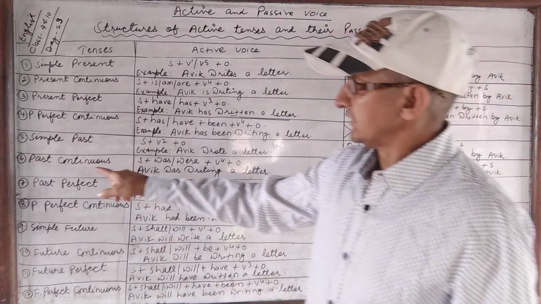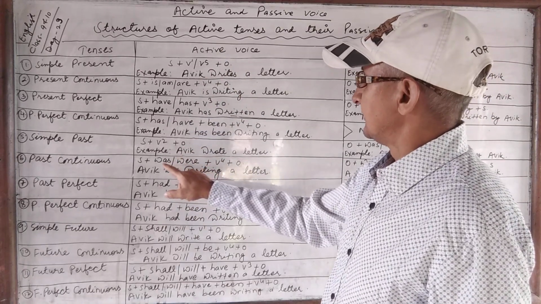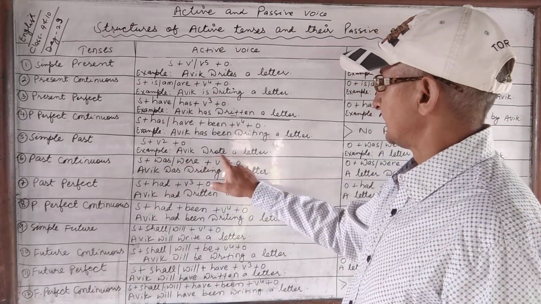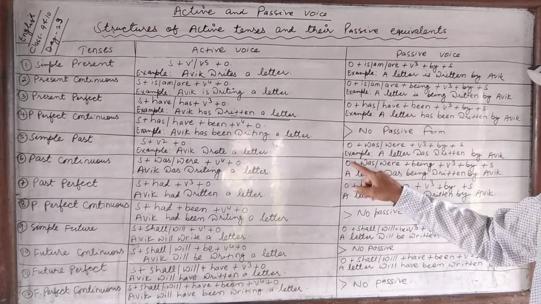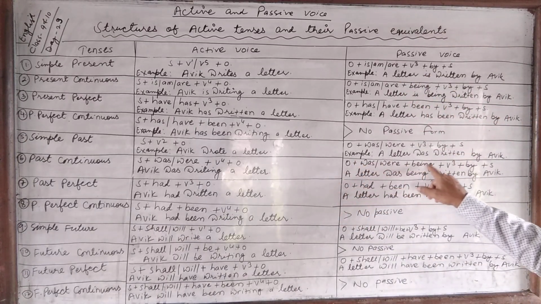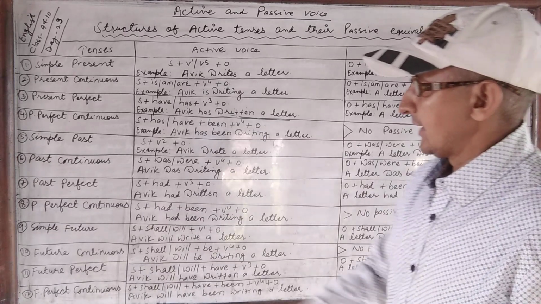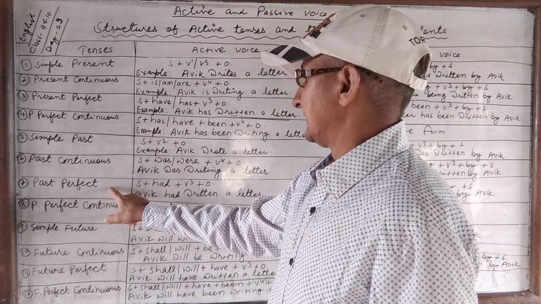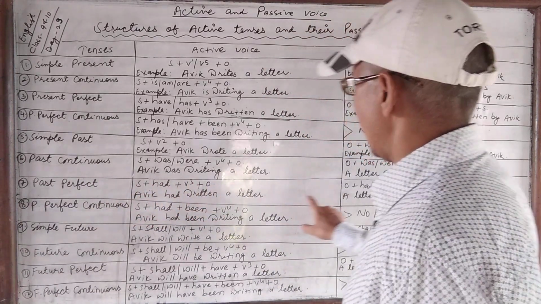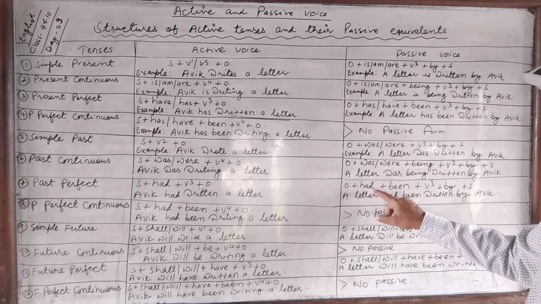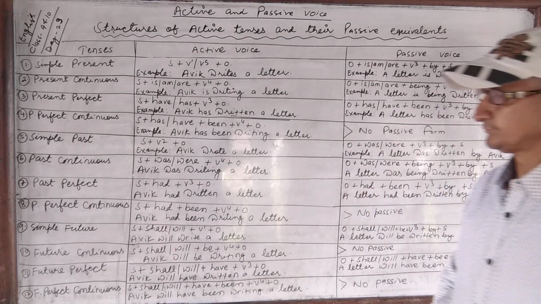The structure of past continuous tense in active voice is subject plus was/were plus V4 plus object. And the passive structure is object plus was/were plus being plus V3 plus by plus subject. And past perfect tense: subject plus had plus V3 plus object, and the passive structure is object plus had plus been plus V3 plus by plus subject.